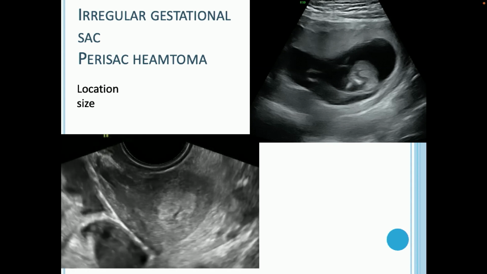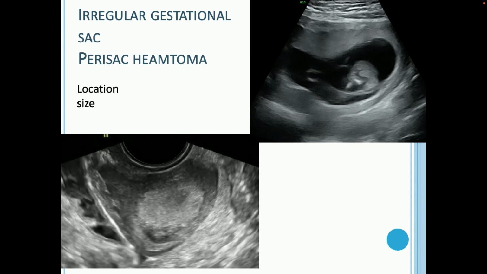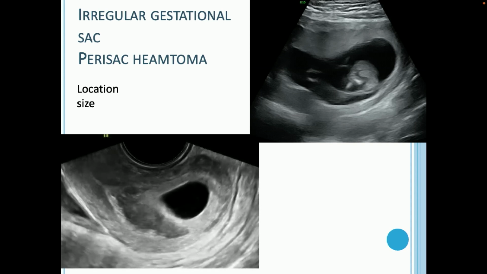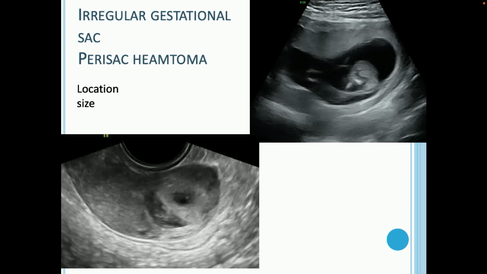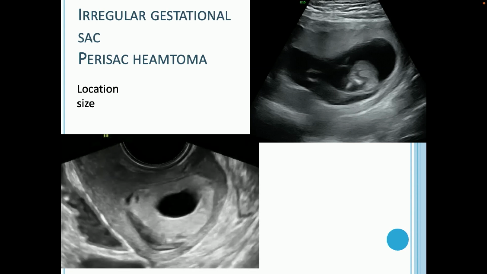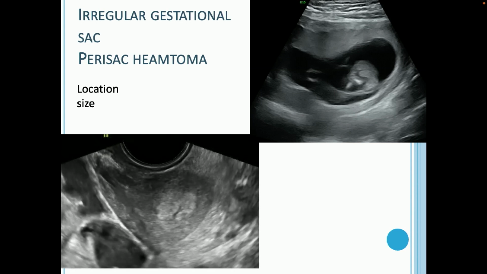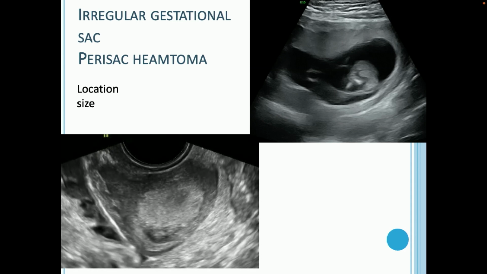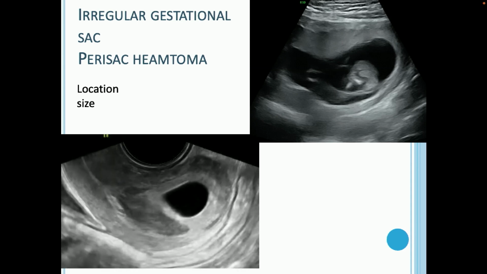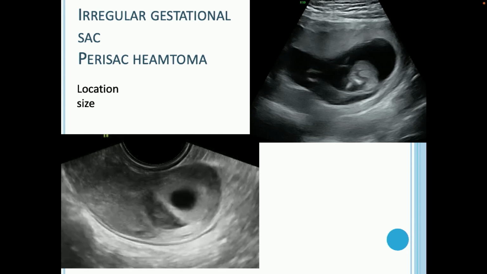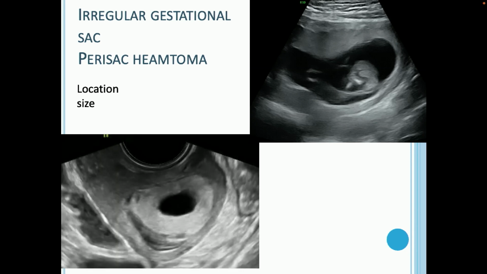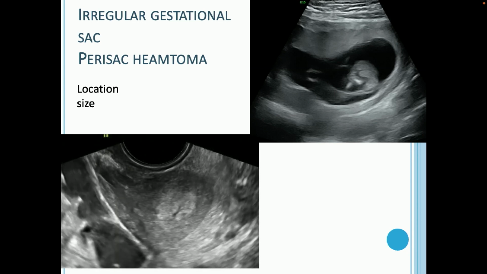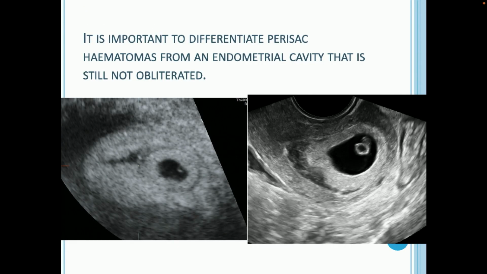So perisac bleed, when you see it towards the fundus, or when it is larger, covering more than 1/3 of the gestational sac, that is when it is usually considered to have a poor prognosis, and moreover when it is under the chorion frondosum rather than under the chorion leaf. So that is when it is more risky, that is when it has a bad prognosis.